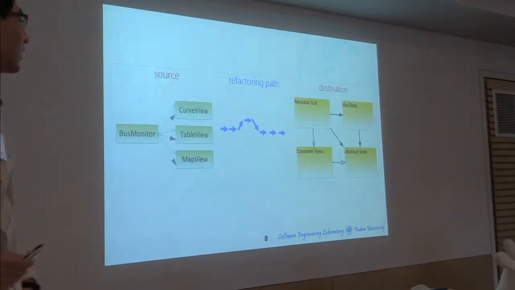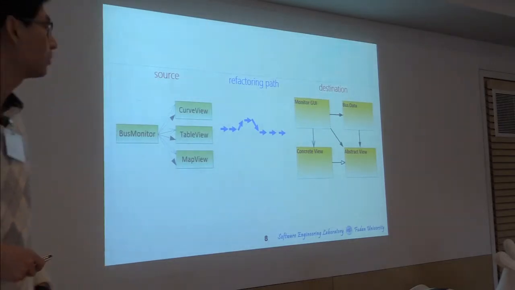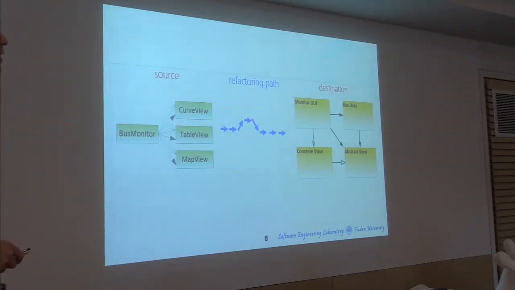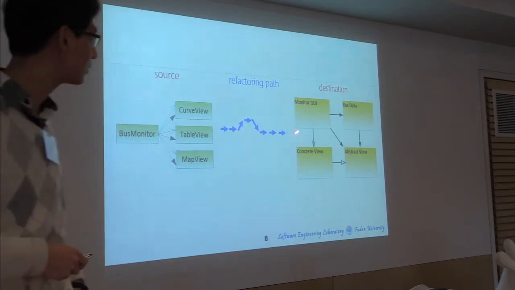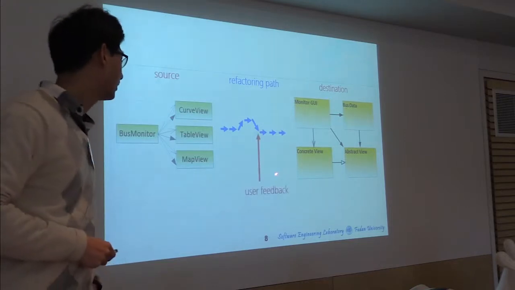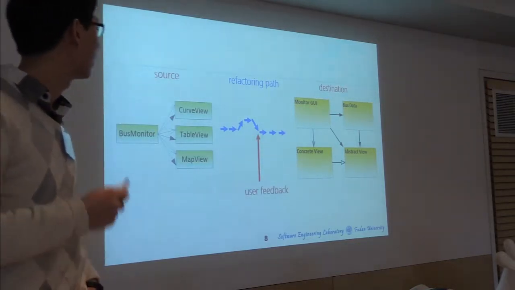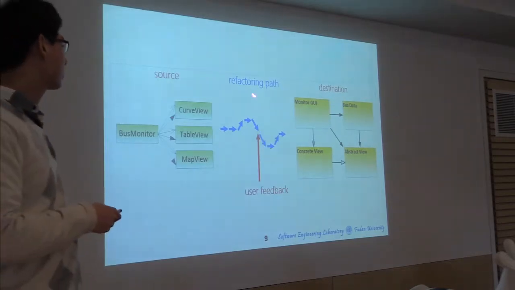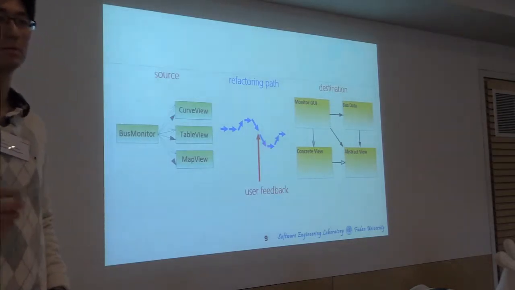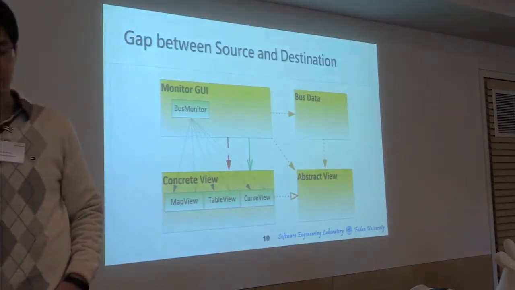In our refactoring navigator, the source is our implementation, and the destination is our design. We are going to recommend a refactoring path consisting of low-level refactoring steps towards the design. And in addition, when the user gives feedback on certain steps of the refactoring path, the refactoring navigator will recalculate the refactoring path towards the destination. Okay, let me show how the refactoring navigator does this.